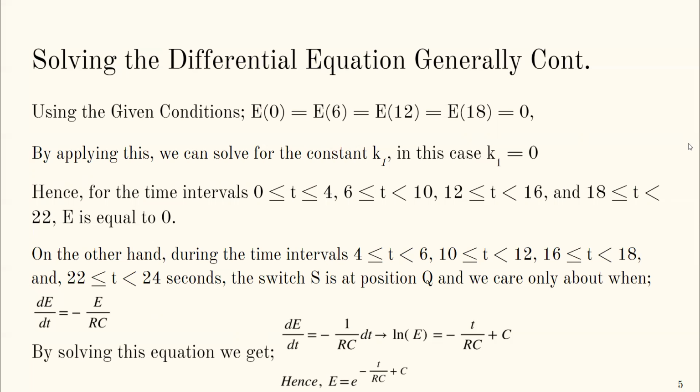And then on the other hand, for the other time intervals, the switch is at the other position, which was Q. And for that, we only care about whenever dE/dt is equal to -E over RC. And then we can solve that equation to get the equation down there, which eventually can become E equals e to the power of -t over RC plus C.